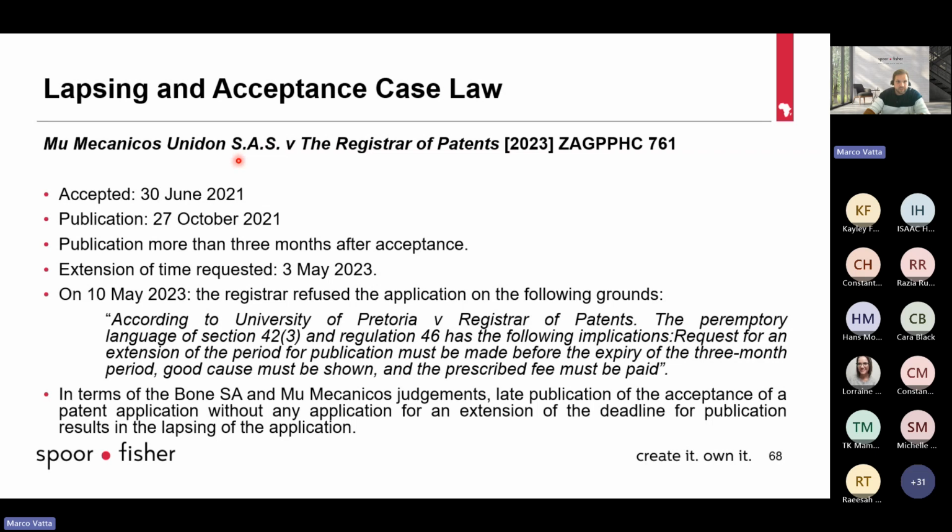So if you have a look at the dates and the set of facts, the applicant for the patent was Mu Mechanicos Unidos, and the Patent Office accepted their application on 30 June 2021. And then it was published in the Patent Journal on 27 October. But if you calculate 3 months from 30 June, it would be July, August, September. So this case's acceptance had to be published in the Patent Journal by 30 September 2021. So as you can see, publication occurred more than 3 months after the acceptance of that application.